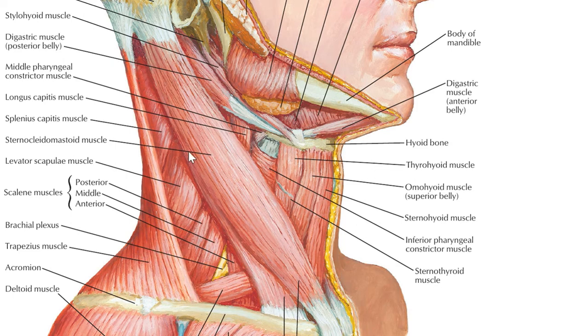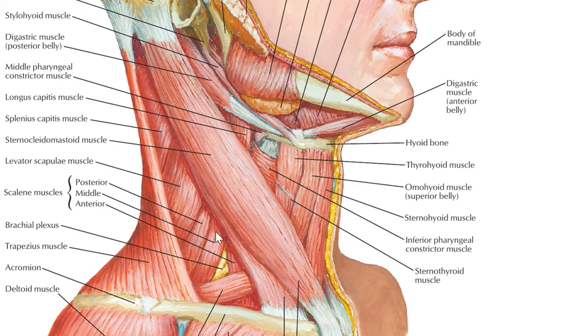This is called the occipital triangle because here the occipital artery emerges at the apex from beneath these muscles and supplies the scalp, so that's why it is named the occipital triangle. And here we have the splenius muscle, then levator scapulae, then scalene, posterior, medial, anterior, and here we have the brachial plexus emerging out of these two structures.